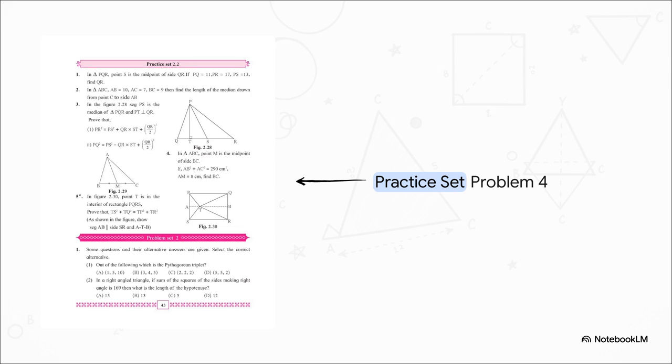We are given triangle ABC, and we are told that point M is the midpoint of side BC. We are given the length of the median. AM is equal to 8 centimeters. We are also given the combined square of the sides. AB squared plus AC squared equals 290 square centimeters. Your goal is to find the full length of the base side, BC.